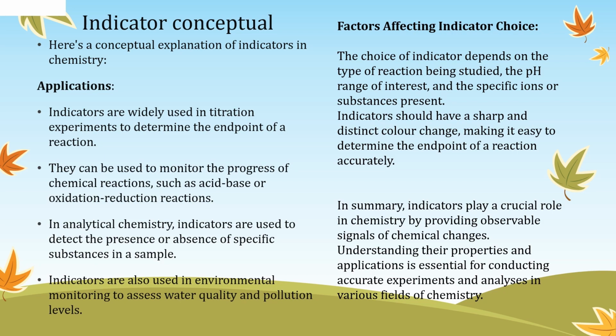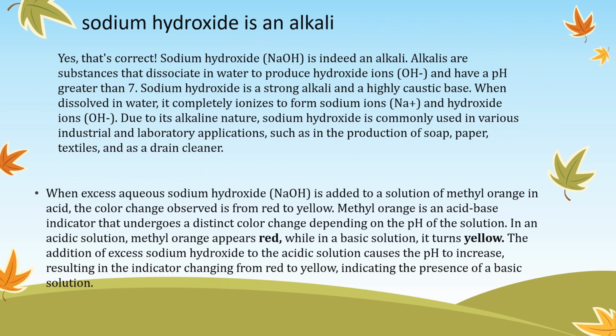Redox indicators. These indicators change color in response to changes in oxidation-reduction, redox, reactions. For example, potassium permanganate, KMnO4, is used as a redox indicator in titrations. Applications. Indicators are widely used in titration experiments to determine the endpoint of a reaction. They can be used to monitor the progress of chemical reactions, such as acid-base or oxidation-reduction reactions.